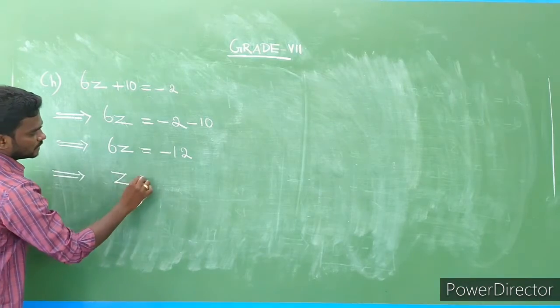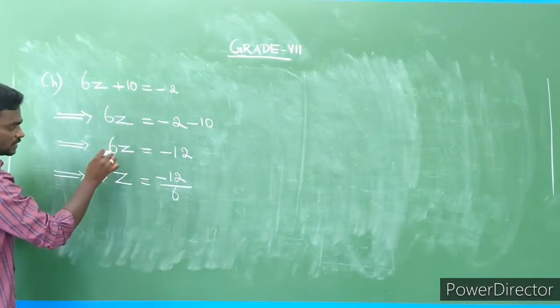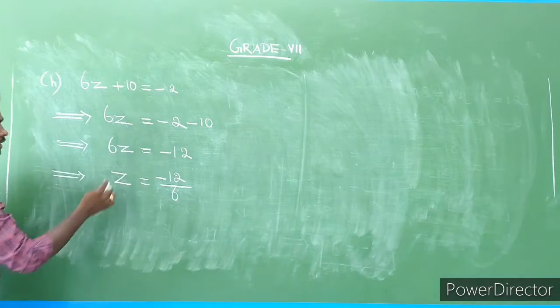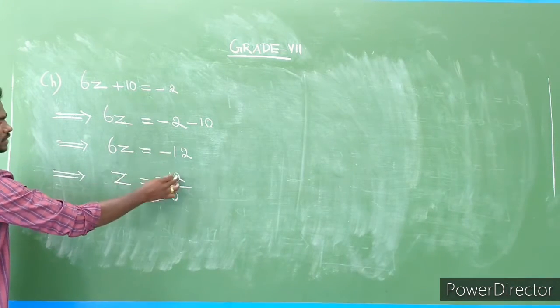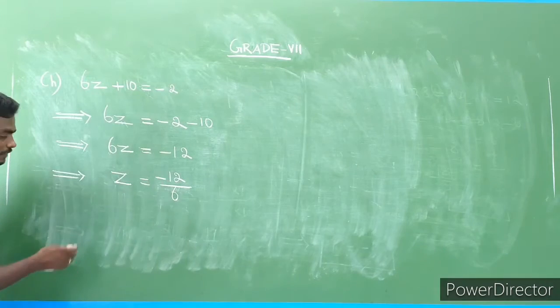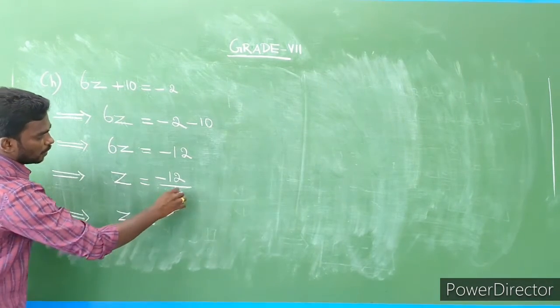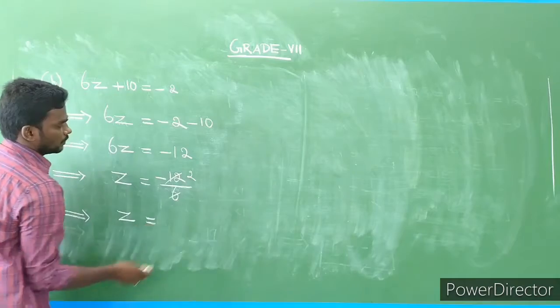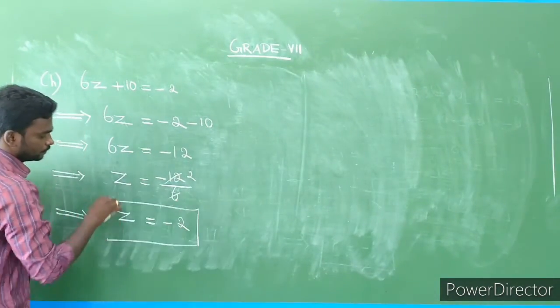So z is equal to minus 12 divided by 6. So this 6 is transposing to division. 6z is equal to minus 12, so z is equal to minus 12 and 6 transposing to division. Implies that z is equal to, 1 6 is 6, 2 6s are 12. So what is the value? The value of z is minus 2.